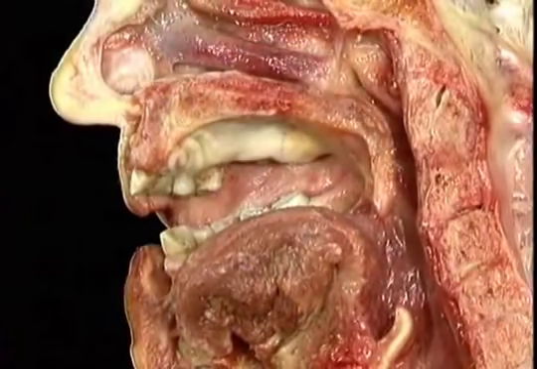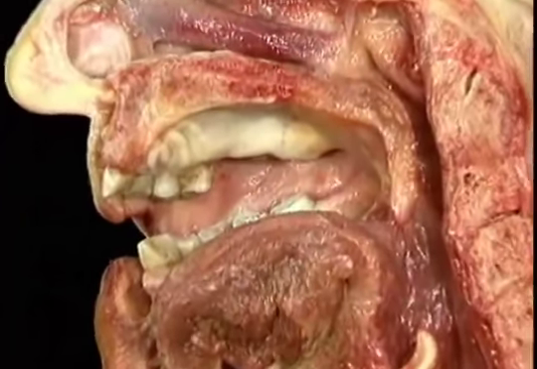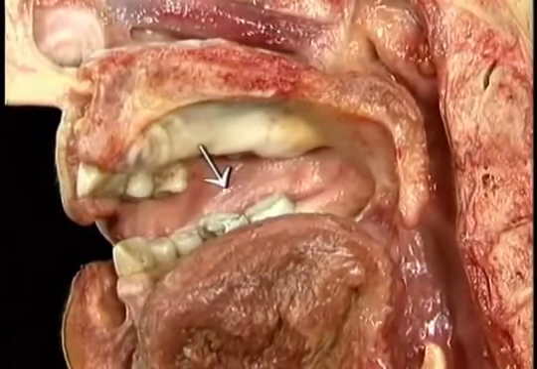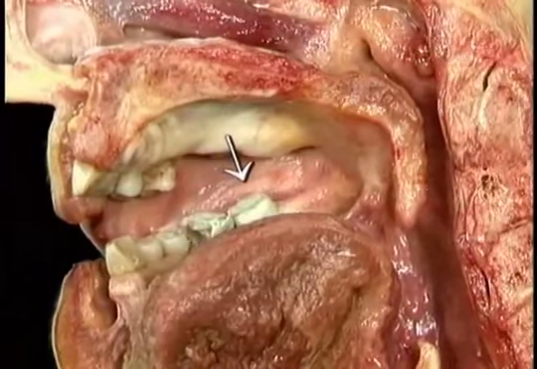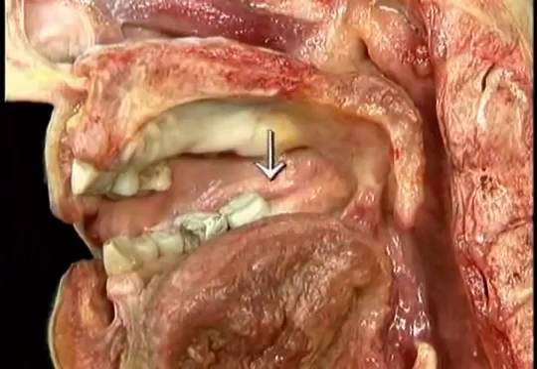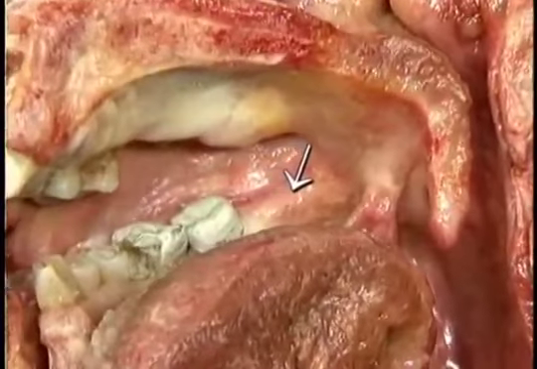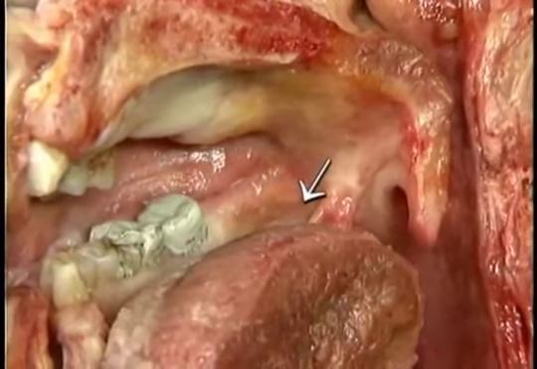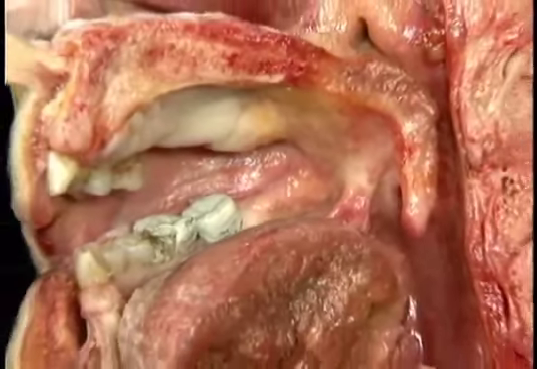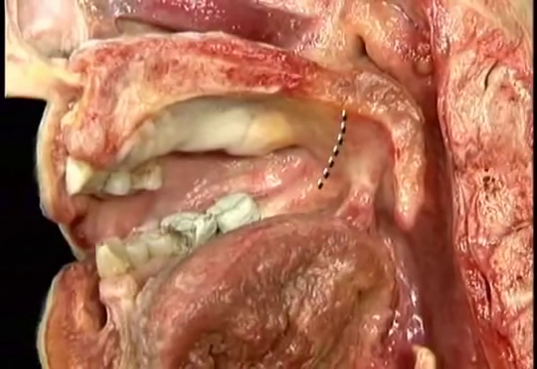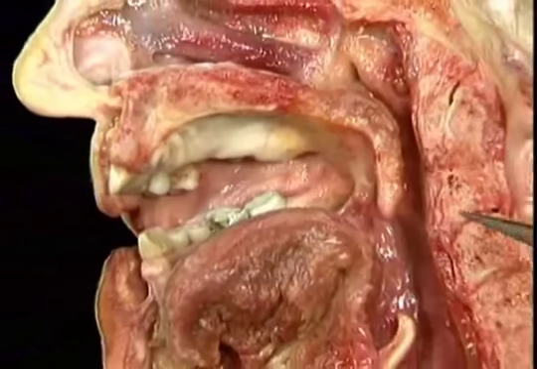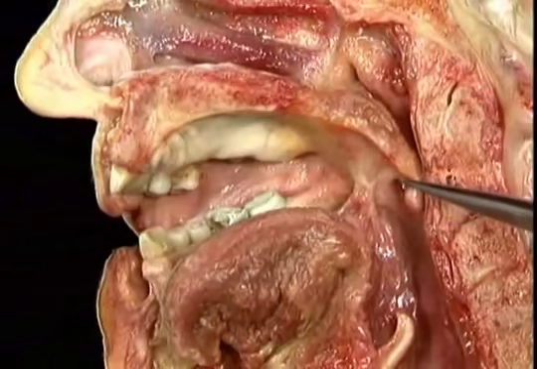To see the features of the posterior part of the oral cavity, we'll look at a dissected specimen that's been divided in the midline. This specimen is missing a number of teeth. The mucous membrane that lines the cheek passes medially behind the last molar teeth and becomes continuous with the mucous membrane of the inner part of the oral cavity. The front of the ramus of the mandible is here. To look at the wall of the oral cavity further back, we'll move the soft palate backward.